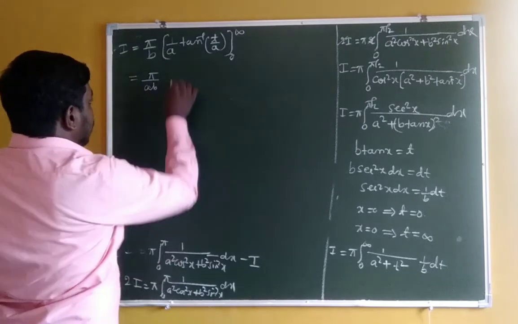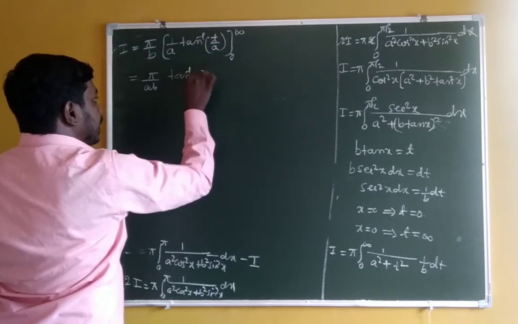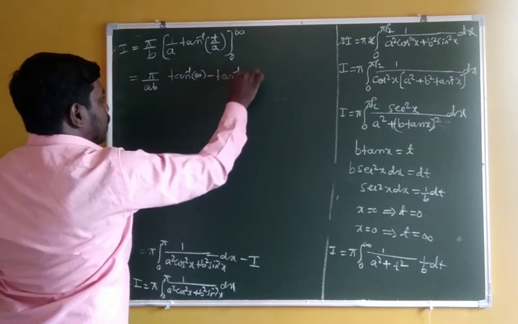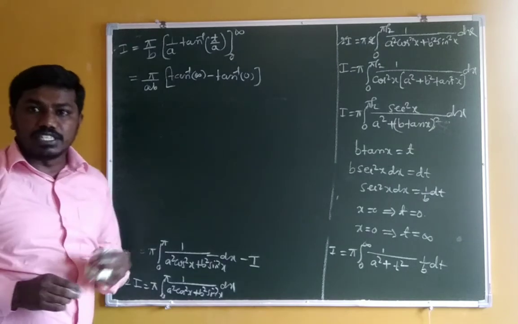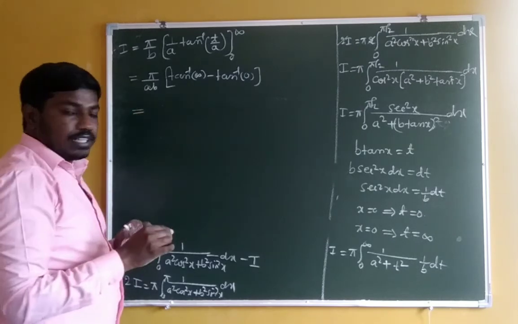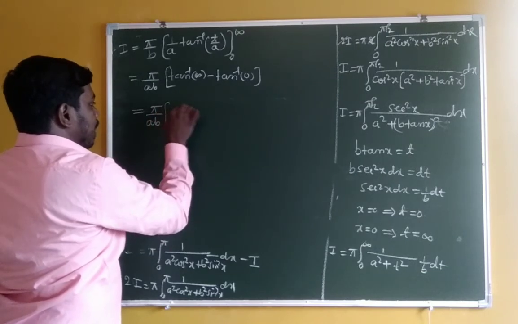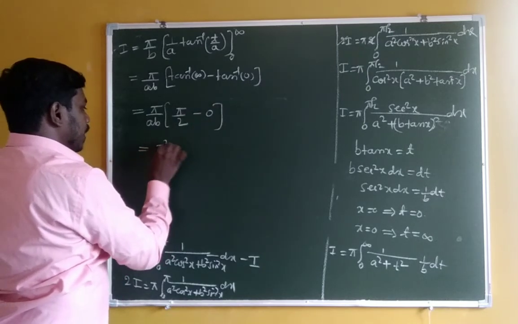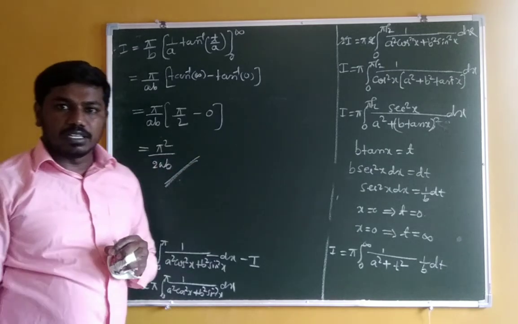Now apply the limits. Tan inverse of infinity by a is infinity, so tan inverse infinity, and next 0 by a is 0, so tan inverse 0. Tan inverse infinity is pi by 2, since tan pi by 2 is infinity, and tan inverse 0 is 0. So we get pi square divided by 2 times ab. Pi square divided by 2 times ab. Is it understood?